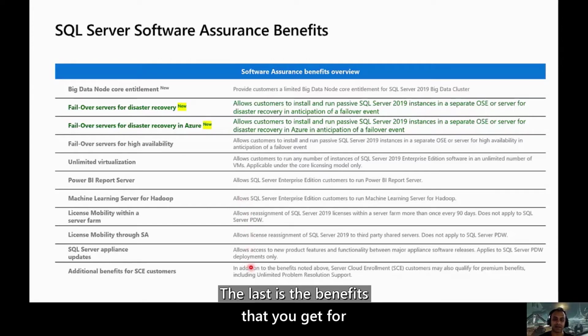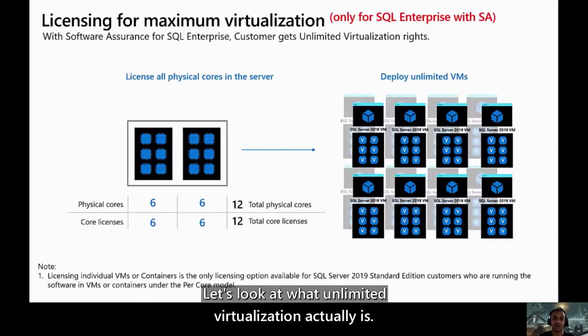The last is the benefits that you get for appliances and server cloud enrollment. So let's look at what unlimited virtualization actually means. If you have SQL Server Enterprise licenses, which are covered by software assurance, you get unlimited virtualization rights. What does that actually mean? Unlimited sounds really nice, but this benefit is specifically geared towards environments which are running virtualization.